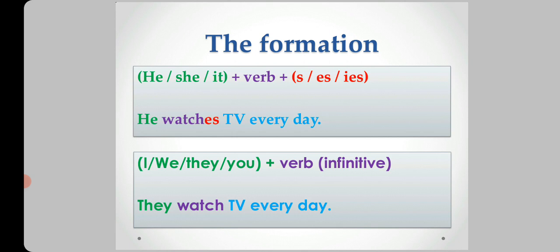subject he. Another type, we have the plural subject I, we, they, you, plus verb in the infinitive form without adding s or es or ies to the verb. For example, they watch TV every day. So we have the verb watch and we didn't add s or es or ies to the verb because we have a plural subject they.